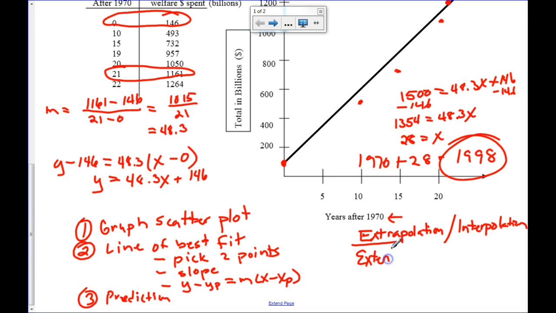Interpolation is really inside of the data that you already have. You're making a prediction inside what you already have. So think about inside; extrapolation is outside. Okay? Hopefully that will help you.